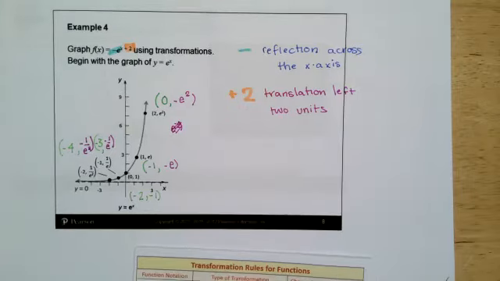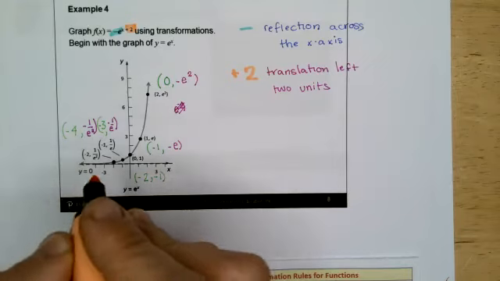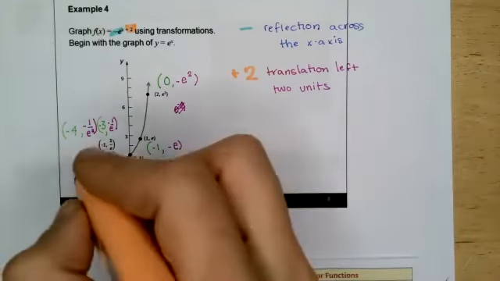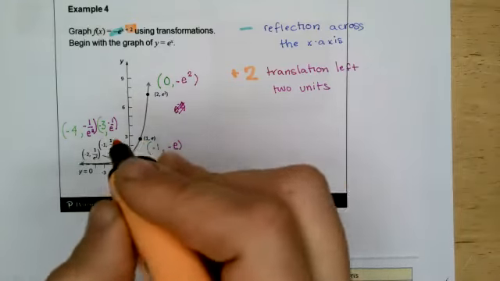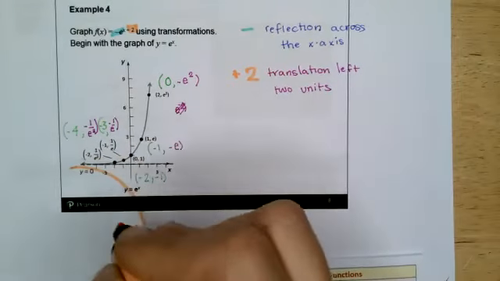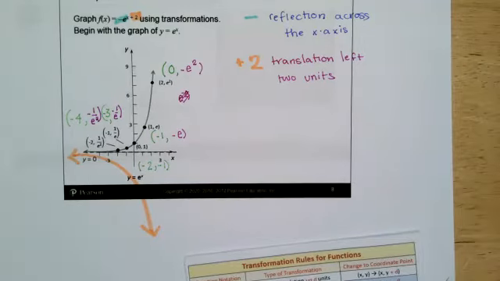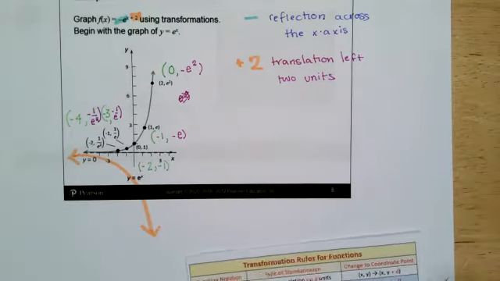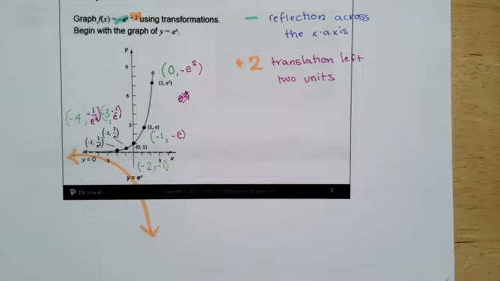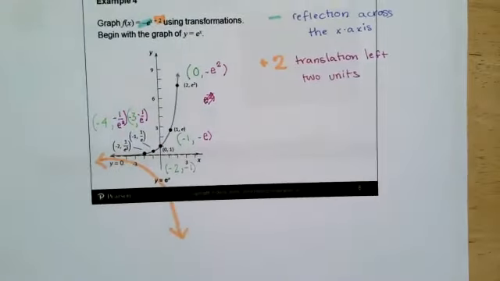Good. So what it's going to look like is something more like that. All right, so that's how to graph. And you can always check in Desmos that your graph is correct and compare it to the parent function.